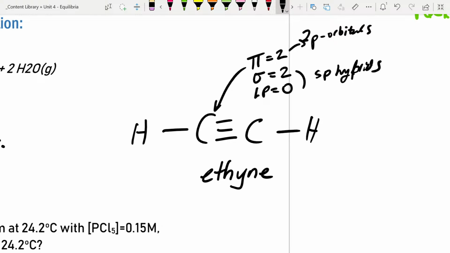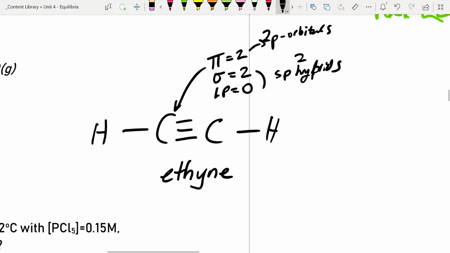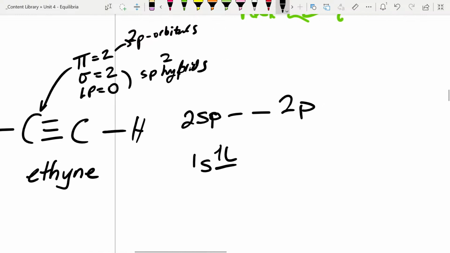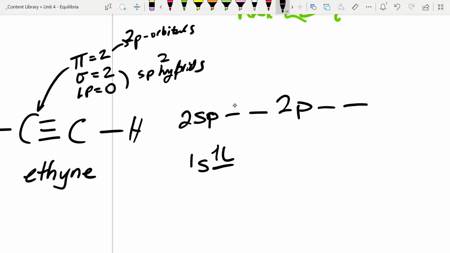We need to keep 2 p orbitals, which means we need how many hybrids? 2 hybrids. So how many s and how many p's make 2 hybrids? Just 1, right? So we'd get a 1s, which would be full for the carbon, and then we'd get 2sp, and an s and 1 p orbital will give us 2 of them, and we'd also have 2p, and how many of those would we have? 2. And since the bonds, how many electrons here?